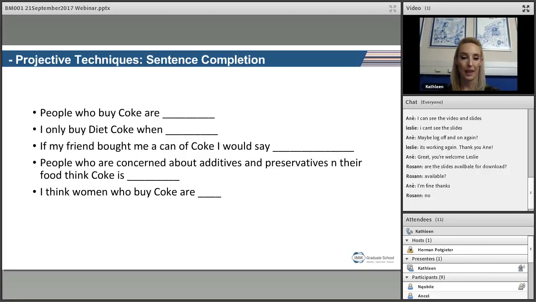Okay. So basically that's how free association works. Say as many things as come to mind, and then the researcher will later go and group those things into common themes or concepts.